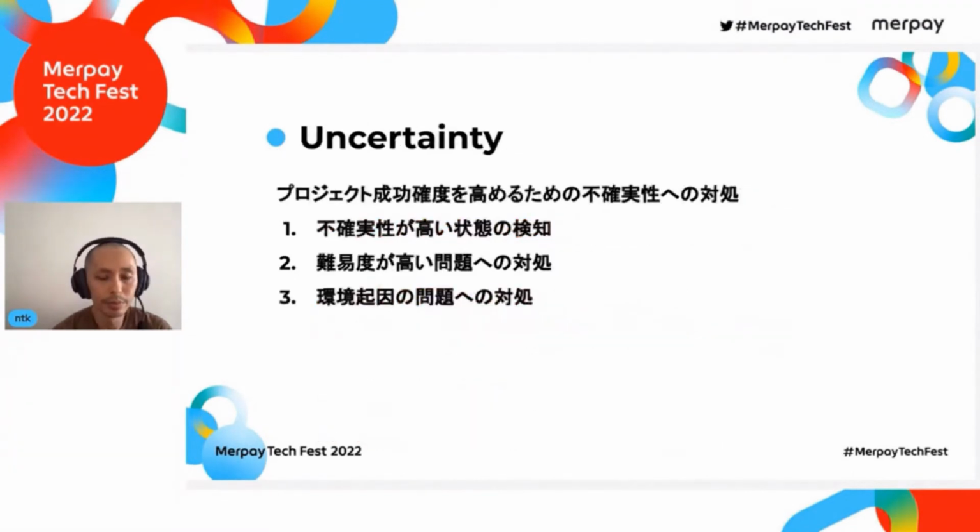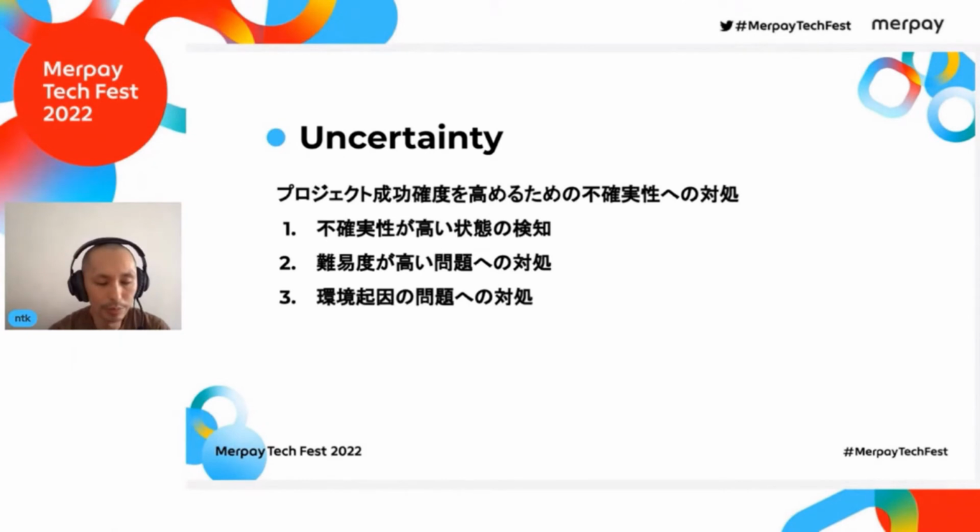Final point is dealing with uncertainty. It is about how to reduce uncertainty and deal with it in order to increase the probability of success of the project. There are 3 points here too. First, the need to detect and understand the state of high uncertainty.